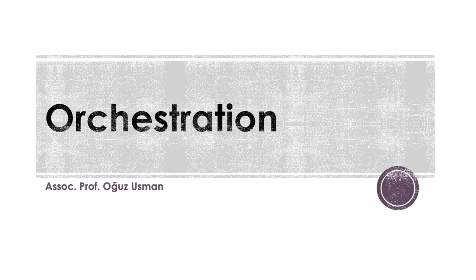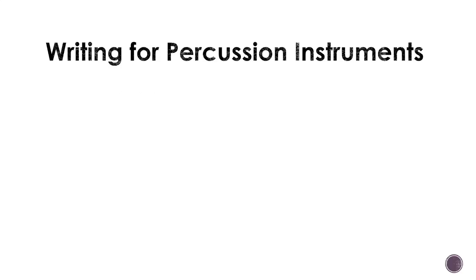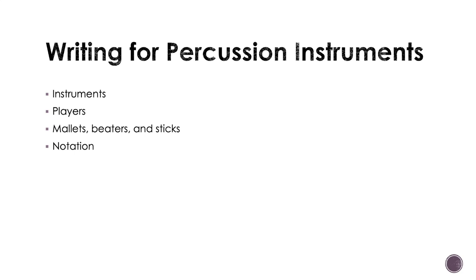Hello. In this lecture, we are going to talk about percussion instruments. If you write for percussion instruments, you have to consider the following points. Of course, you have to choose your instruments first, and then you should divide them between players, how many percussion players you have, and how many percussion instruments each of them play. And which mallets, beaters, and sticks to use. And finally, the notation. Let's start with the notation.